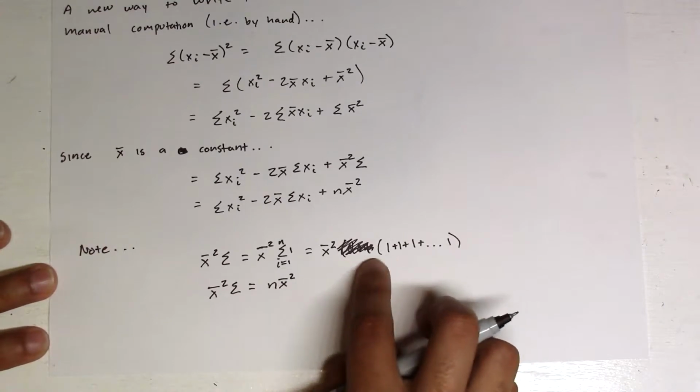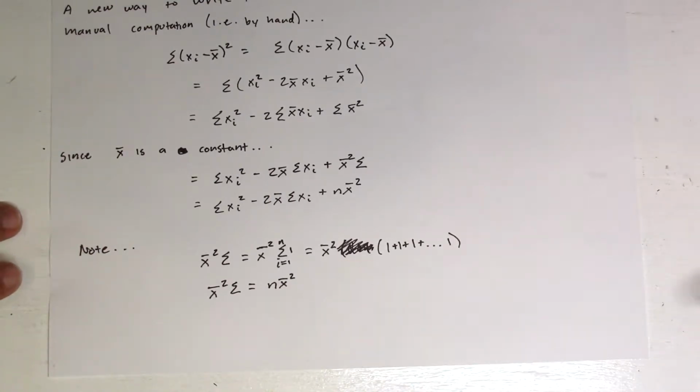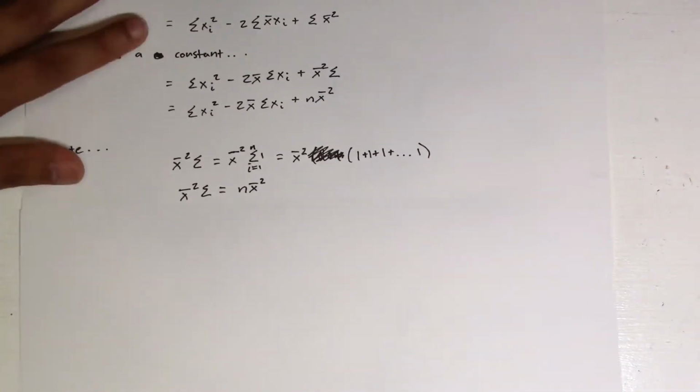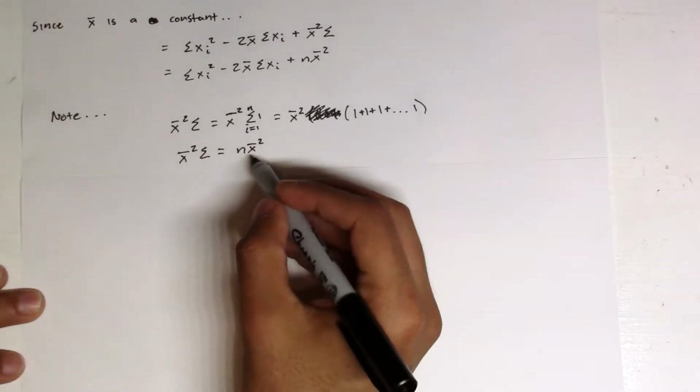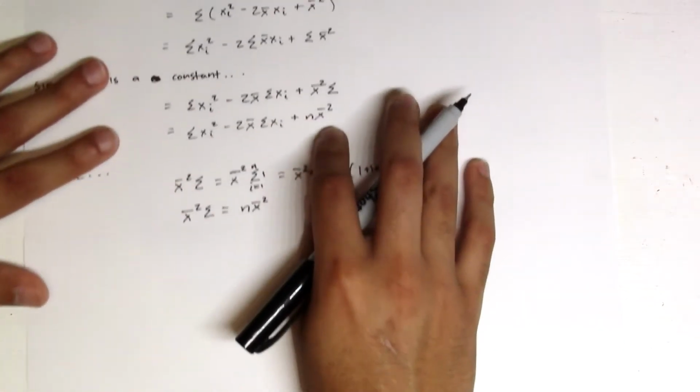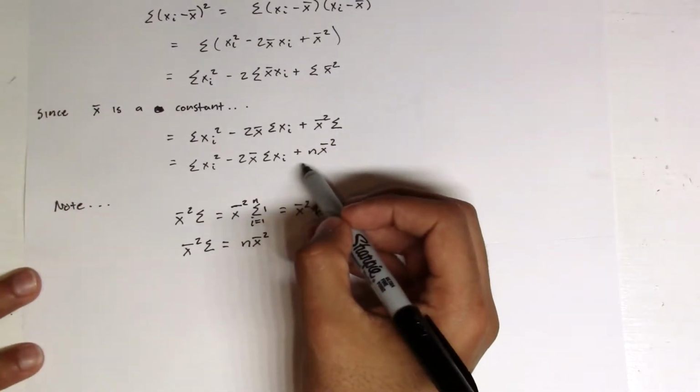Sorry for this ugly mess right here, but we could continue with our new form of the sum of squares. So using this idea, we could rewrite this following equation as follows.